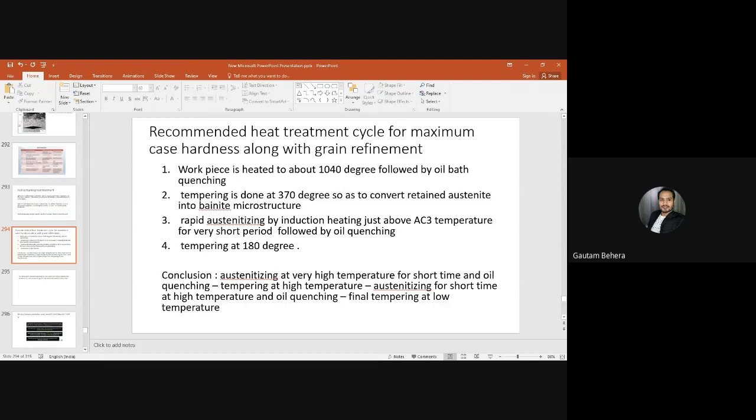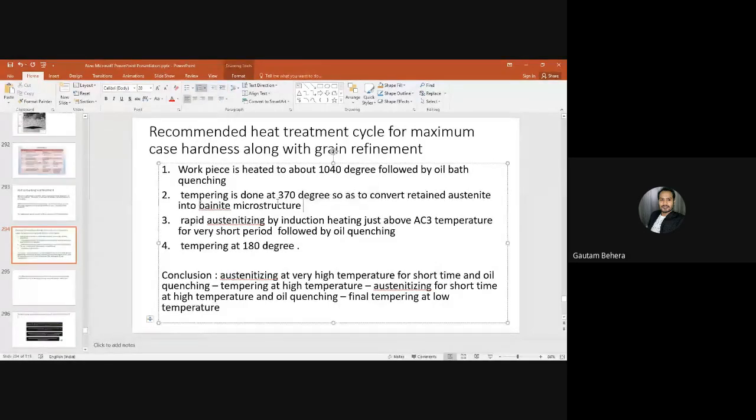or carburizing atmosphere. Then oil bath quenching will be done. You understand, because no cracks will form if oil bath quenching takes place. Then the next heat treatment cycle is tempering. But this tempering is done at high temperature, like 370 degrees centigrade. Why? To convert any retained austenite into bainite microstructure.